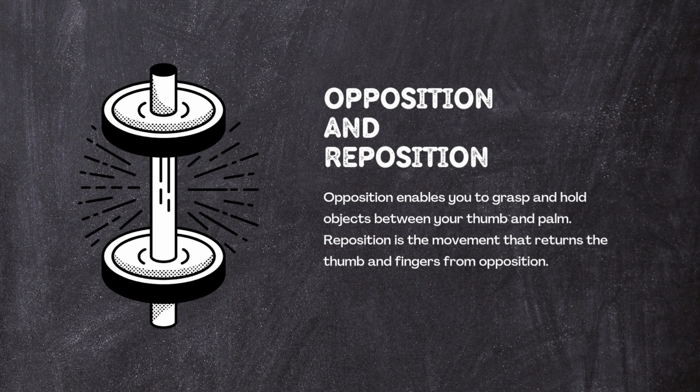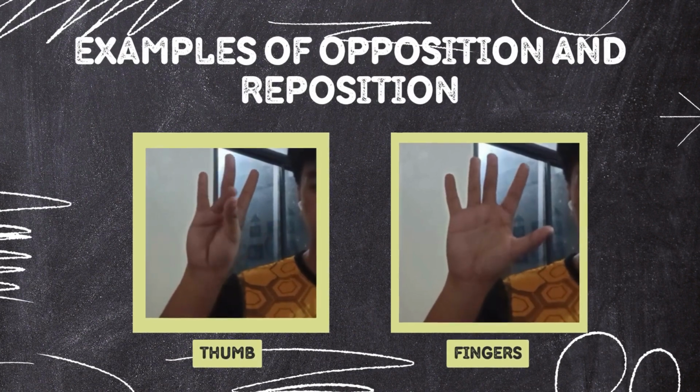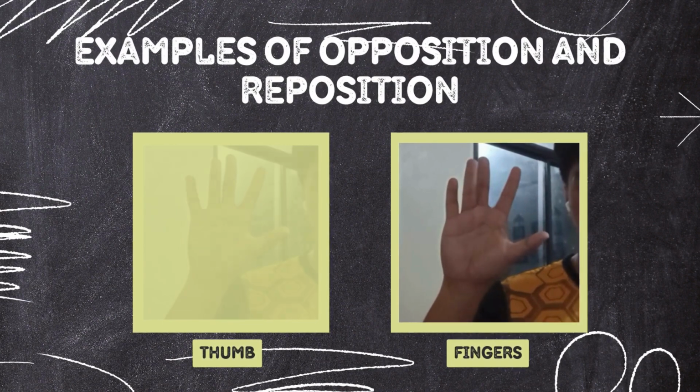Opposition enables you to grasp and hold objects between your thumb and palm. Reposition is the movement that returns the thumb and fingers from opposition. The examples of opposition and reposition are thumb and finger movements.